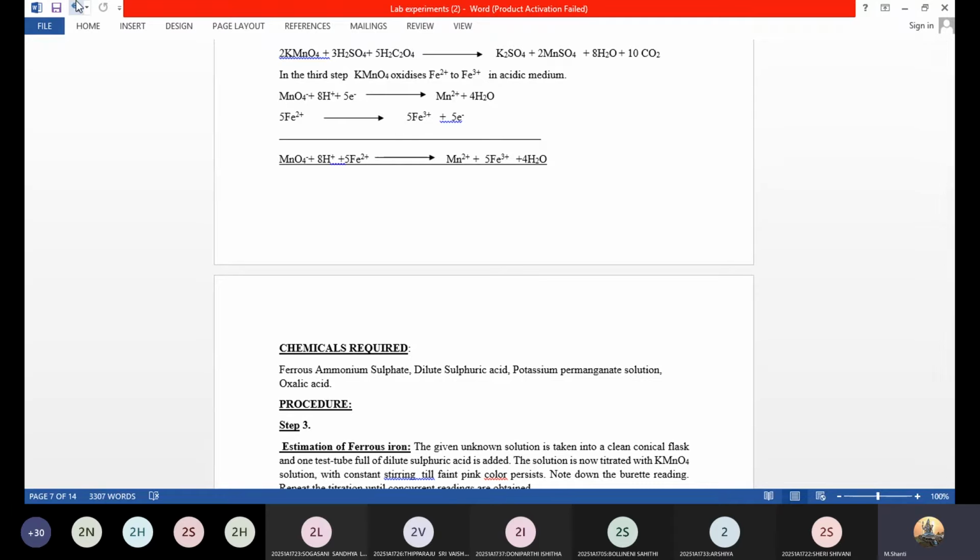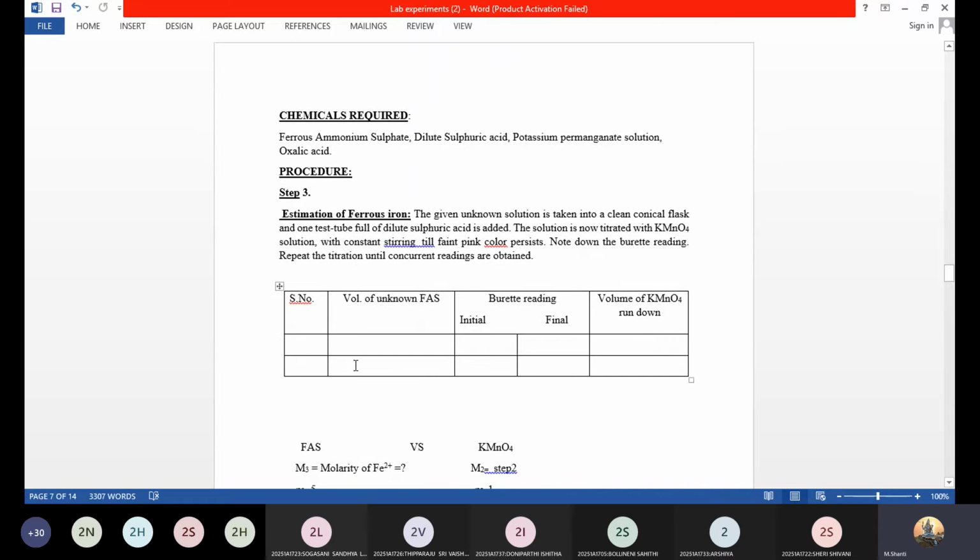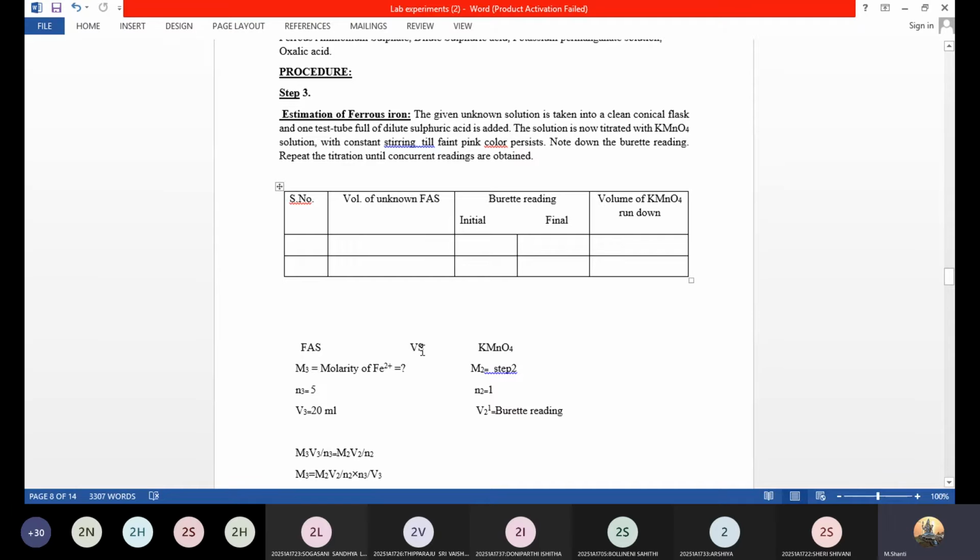So how are you going to get the end point? When all the ferrous ions are completely oxidized to ferric, the next drop of KMnO4 that you add will impart a pink color to your solution, and that's how you get the end point and you can note down the burette reading.